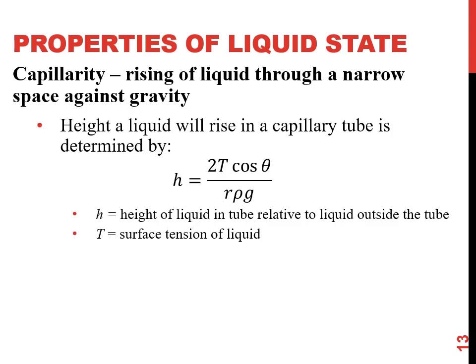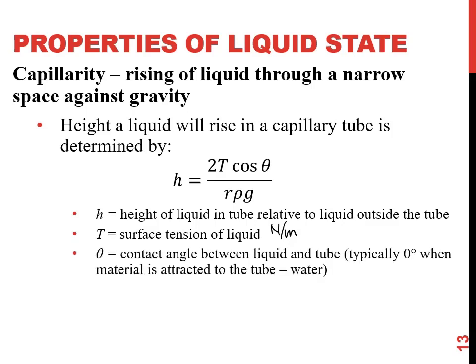Our unit for surface tension is newtons per meter, where newton is our unit of force and meter is our unit for distance. So surface tension is measured in the units of newton per meter. This surface tension is going to be liquid specific. So this is the variable that will really define for us the liquid that we are using. Theta is the contact angle between the liquid and the tube. This is typically 0 when the material is attracted to the tube. So this would be like using water in one of our glass capillary tubes.